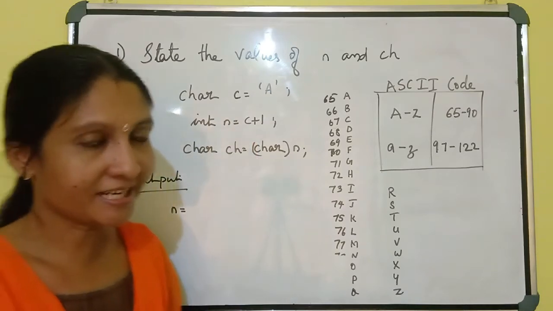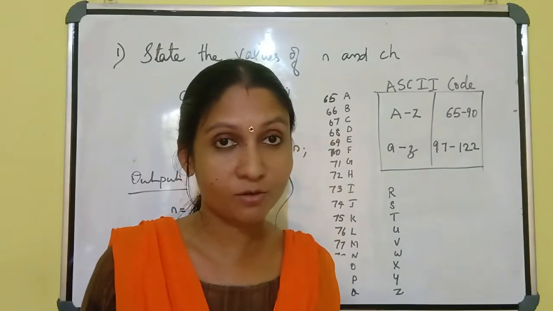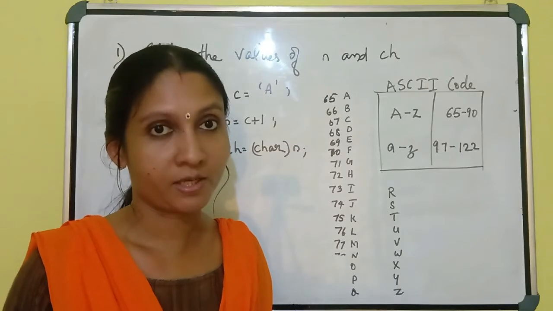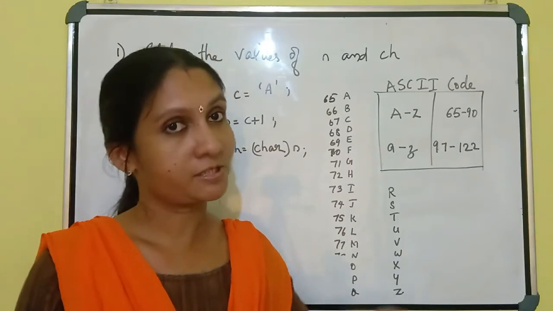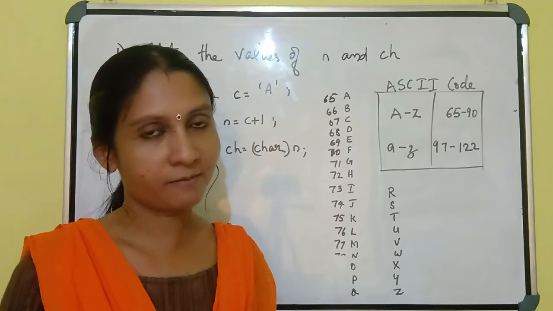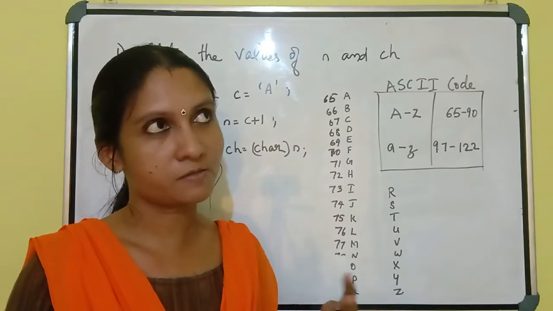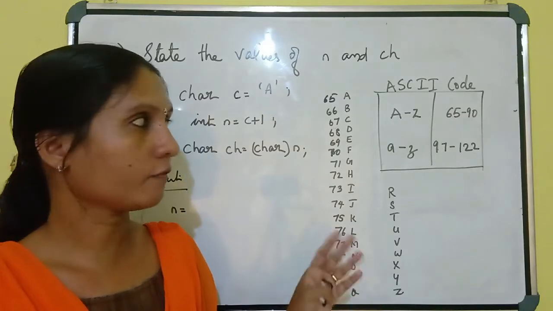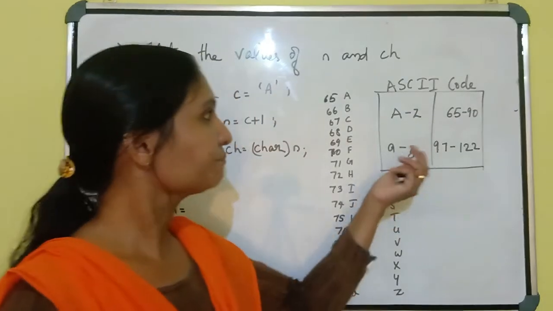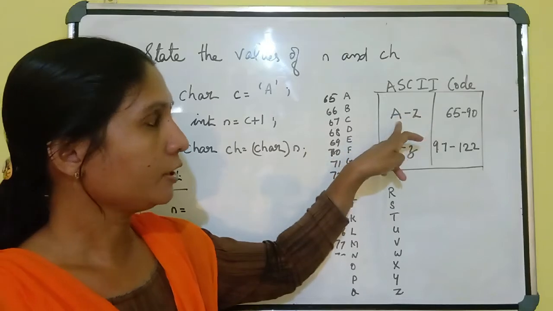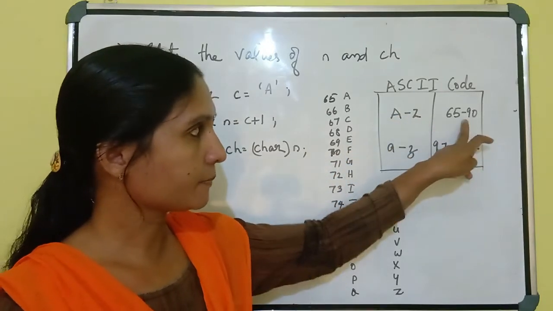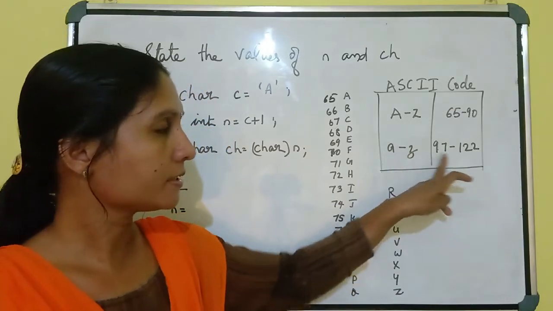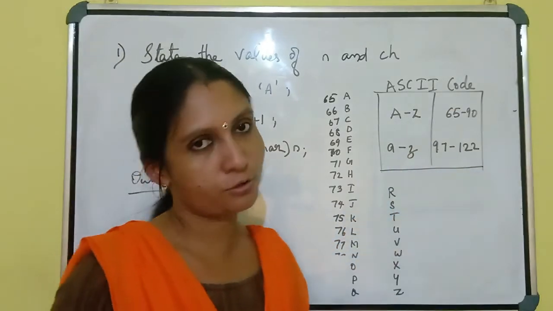We already studied the different types of ASCII code, the equivalent ASCII code values of letters. If you don't know, please watch my previous video. In one of my previous videos I explained about this ASCII code value. If you want, you can watch that one. Okay. Then what are they? Capital A to Z represents ASCII code numbers 65 to 90. Small letter a to z represents 97 to 122.